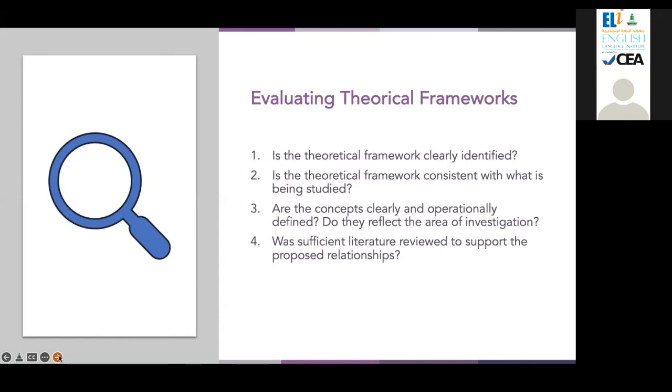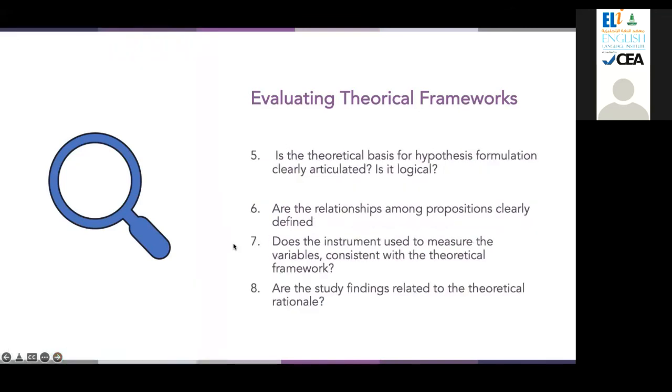Was sufficient literature reviewed to support the proposed relationship? Because you need to show the relationship between the variables. You need to show the relationship between your theory selection and your research. Question number 5, is the theoretical basis for hypothesis formulation clearly articulated? Is it logical? Now, when you read it, does it make sense? Are the relationships among propositions clearly defined?